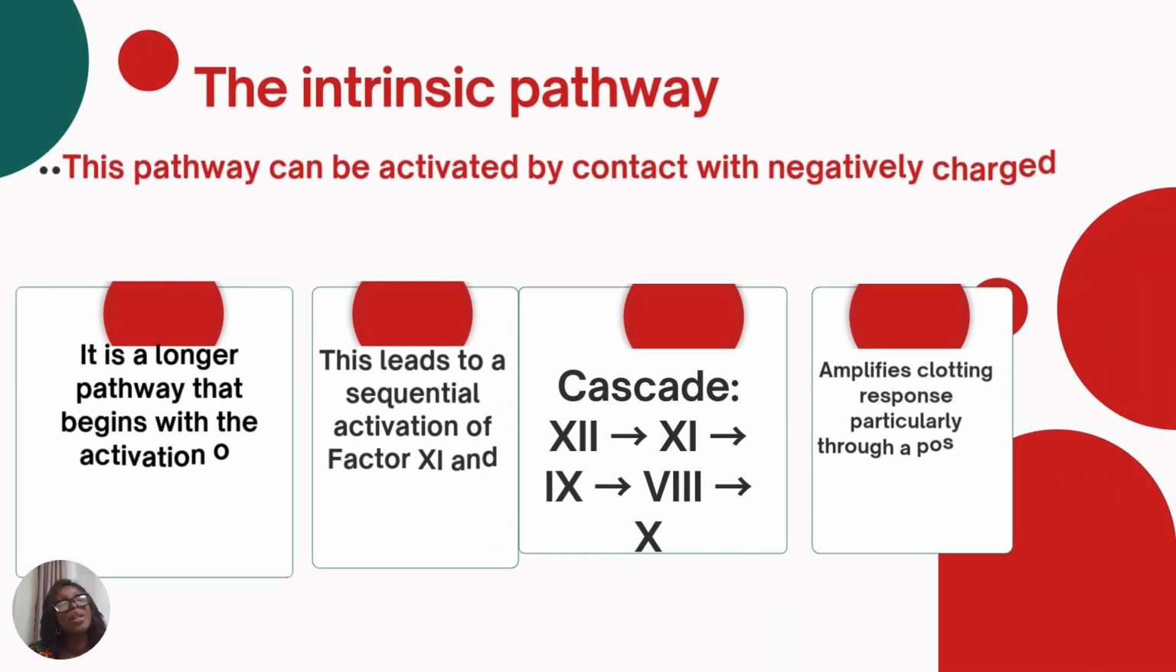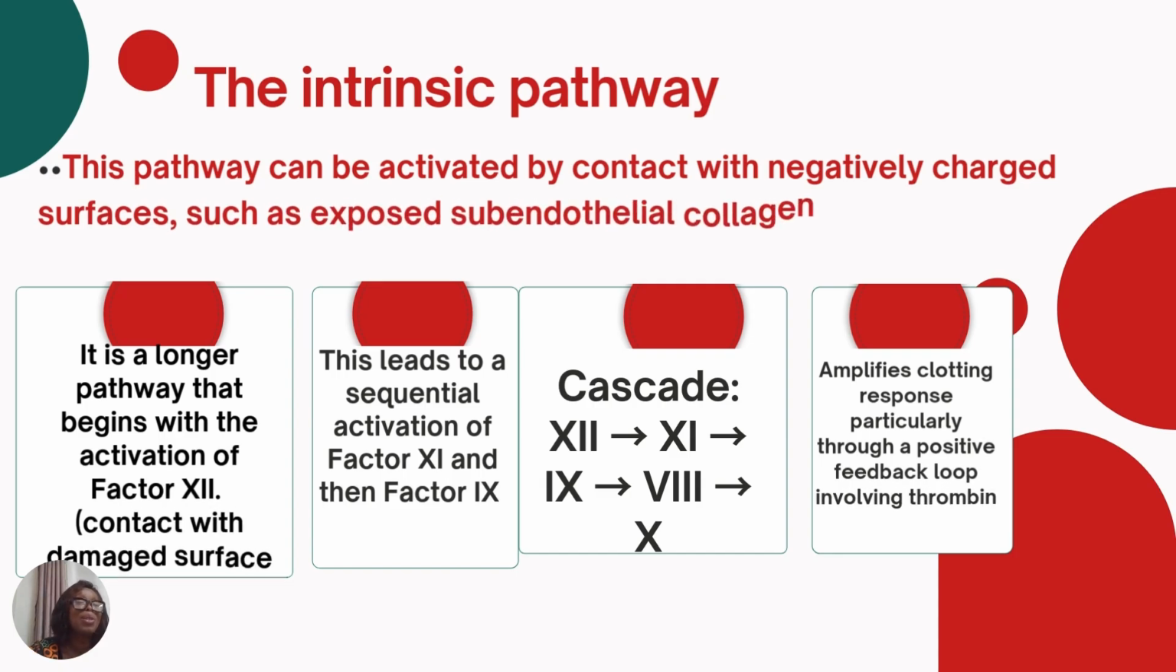Remember, the extrinsic pathway is initiated by the trigger, tissue factor. This tissue factor comes from the injured vessel, and it is the one that triggers the extrinsic pathway. It does this by activating circulating factor 7. The activated factor 7 forms a complex with the tissue factor that goes on to activate factor 10 and then factor 9.